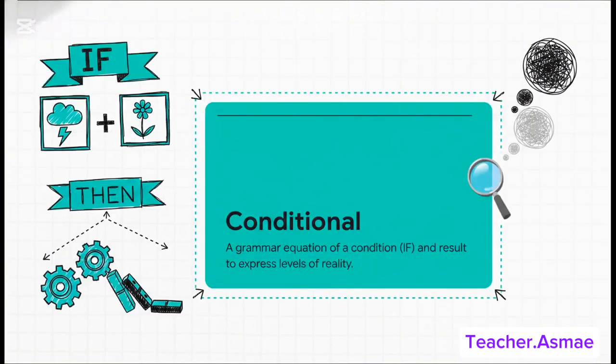To get there, though, let's quickly define what we're actually talking about here. A conditional is, at its core, a grammar equation. It always, and I mean always, consists of two distinct parts: a condition, which usually kicks off with the word if, and a result. It's basically cause and effect, right? If I do A, then B happens. But the real magic here is that by slightly tweaking the grammatical math in either the condition or the result, we drastically change the level of reality we're describing.